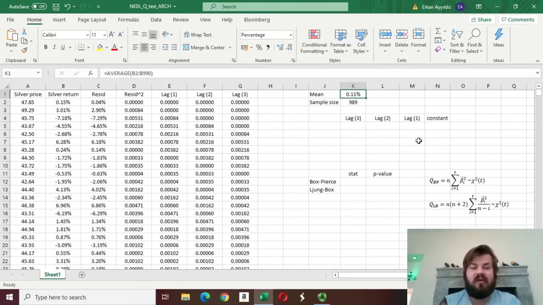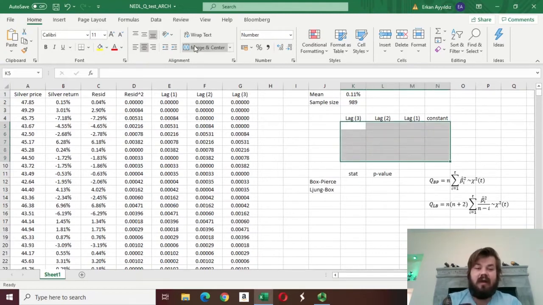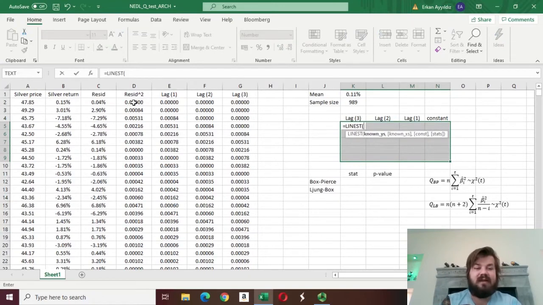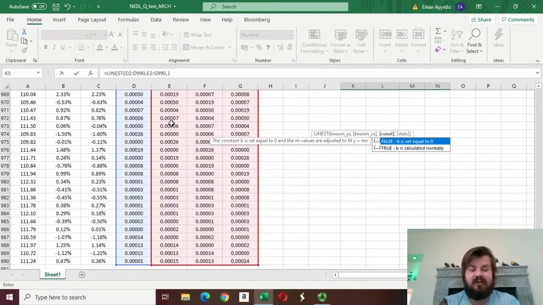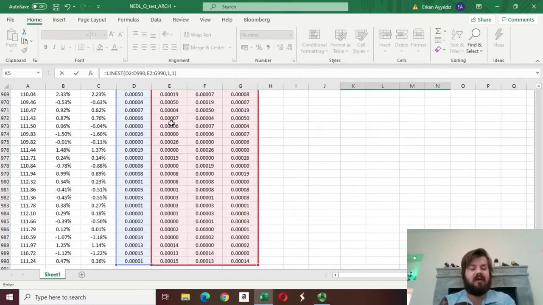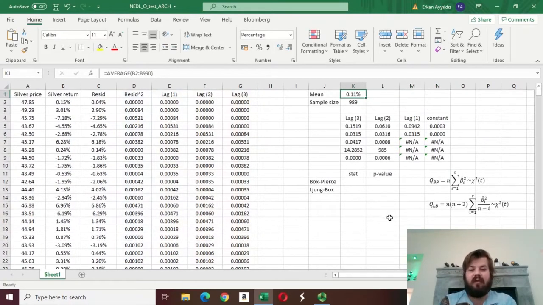Then we need to run an auxiliary regression, regressing the squared residuals onto lagged squared residuals up to a specified lag length. Here we've got 3. So we would have a 4x5 array. We would have a constant unconditional variance here and 3 ARCH terms. So we can select a 4x5 array and apply the LINEST function, selecting the squared residual as our dependent variable and lagged squared residuals as our independent variables. Then we specify that we need the constant, the unconditional variance in that case, and we need the additional statistics. Then we close the brackets, press Shift Control Enter, and we get our regression output.